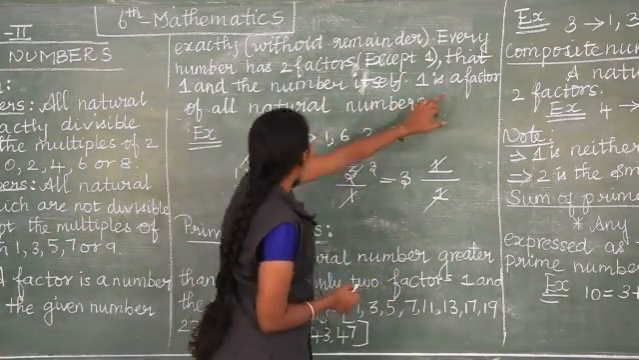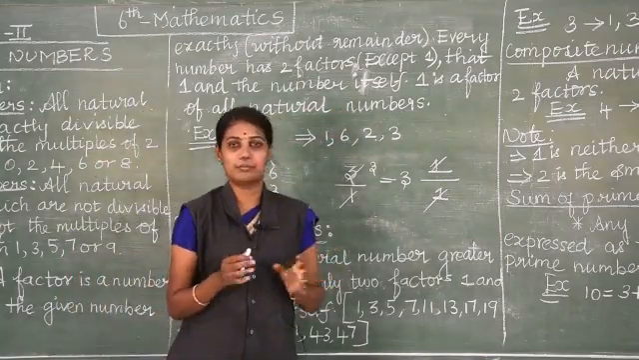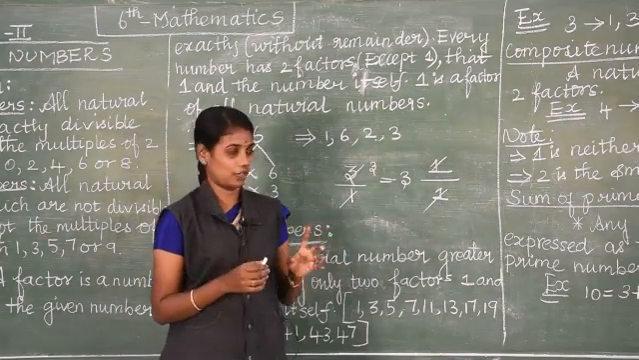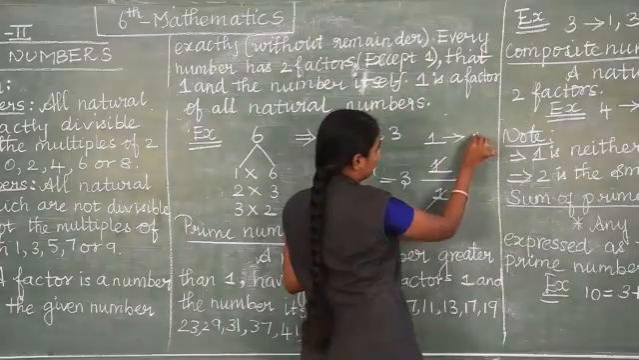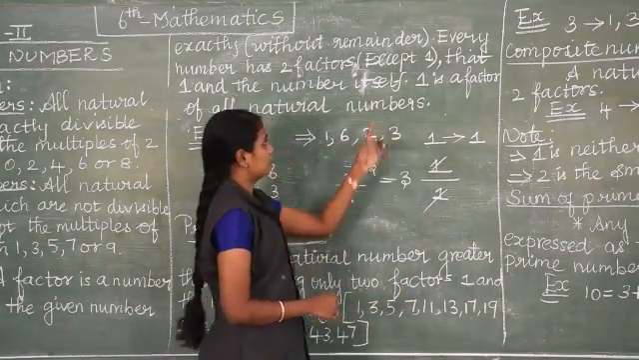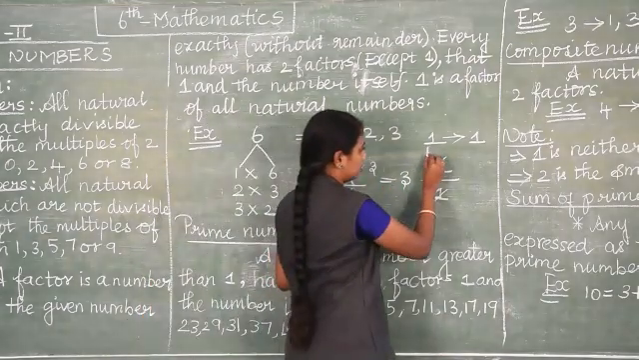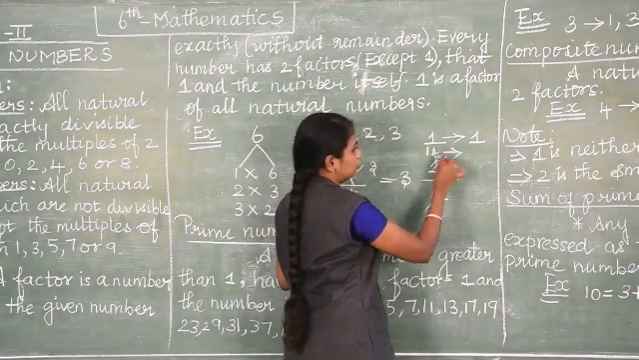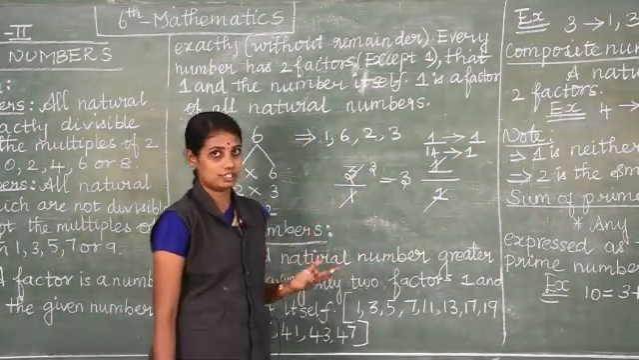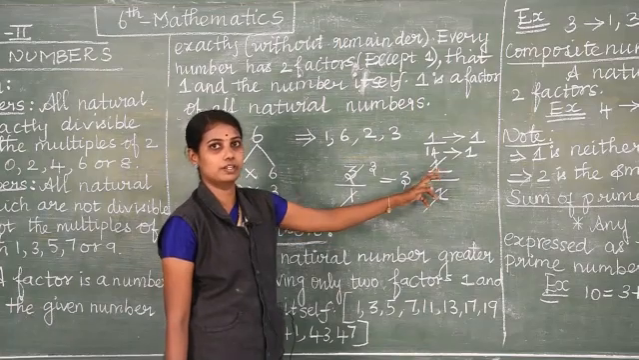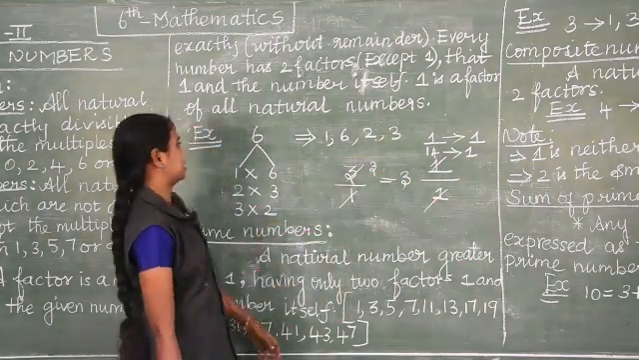1 is a factor of all natural numbers. If you go for any natural number, 1 will be the factor. For example, 1 is a natural number, and the factor of 1 is 1. That's why it is given that 1 is a factor of all natural numbers. If we take 14, it will come in the one table, yes or no? Other than 1 we have more numbers, but 1 will be the first factor.